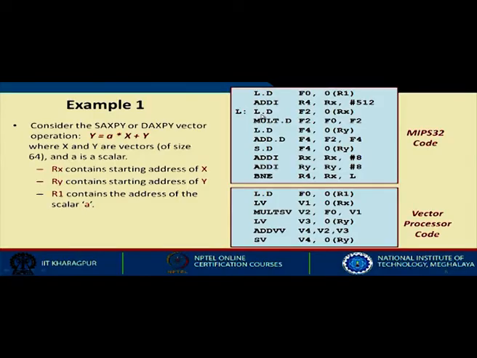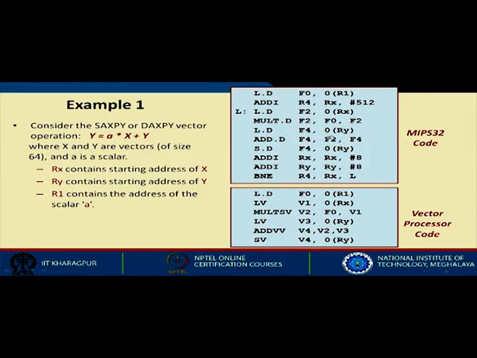The idea is like this. Then we come into the main loop. We load the first number at Rx, multiply it with the scalar in F0, into F2, and the result is stored back into F2.